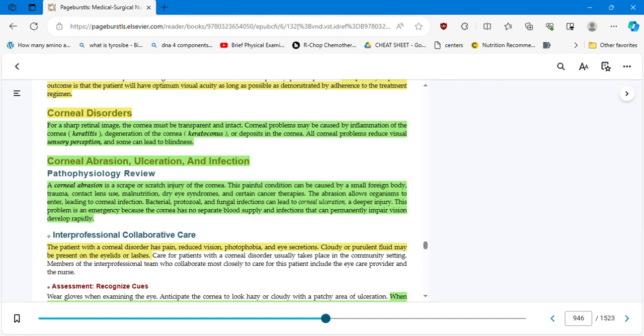Welcome to part 4, chapter 42. Let's talk about corneal disorders. For a sharp retinal image, the cornea must be transparent and intact.